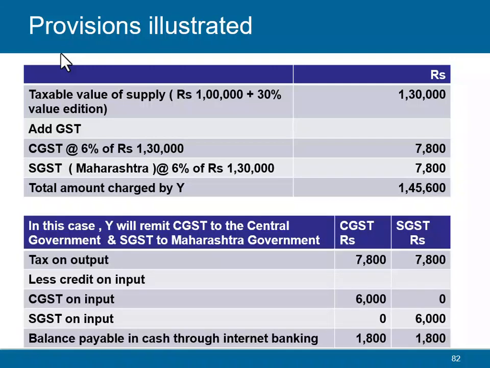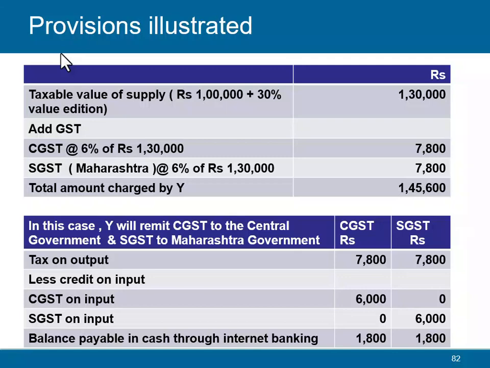Is that okay? Okay. Now this is very important. In this case, Y will remit CGST to the central government and SGST to the Maharashtra government. Tax on output 7,800, 7,800. You can see the upper invoice that he raised. But since he has bought these goods from X, and his invoice carries 6,000 CGST and 6,000 SGST, now he is going to pay only 1,800 to the government of India. Though he has collected 7,800, 7,800, since he has paid 6,000 and 6,000 to X, he has to pay only the balance to the government of India.